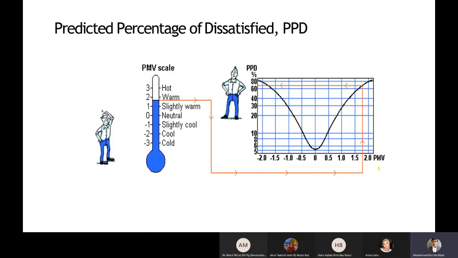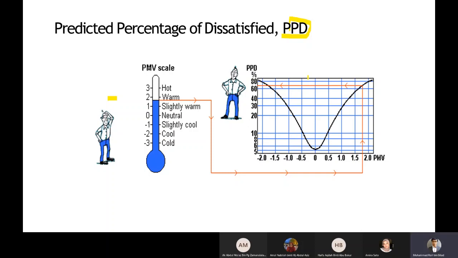Okay, and then if you put this index in, we can have a predicted percentage of dissatisfied, which is PPD. You can have a range for these values, and we scale it. Basically, this information is telling you that feeling comfortable or not comfortable is relative.